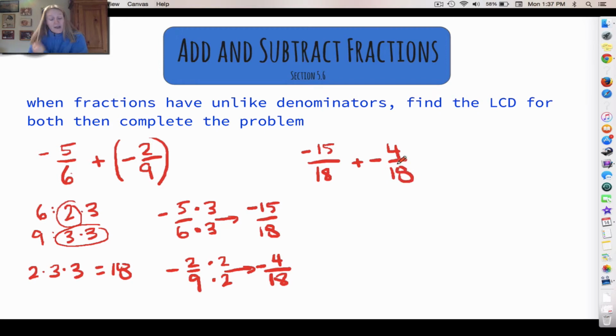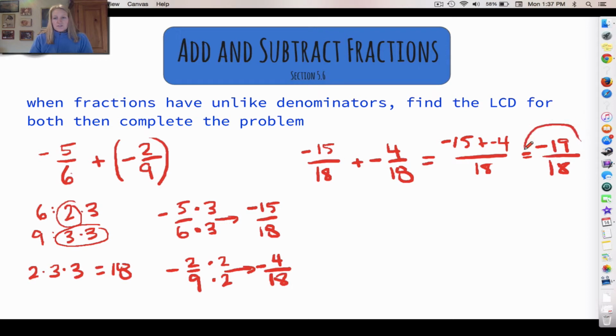When you're on that negative side of the scale, what you're doing is you're adding these two absolute values together. So -15 plus a -4 over 18 is equal to a -19 over 18.